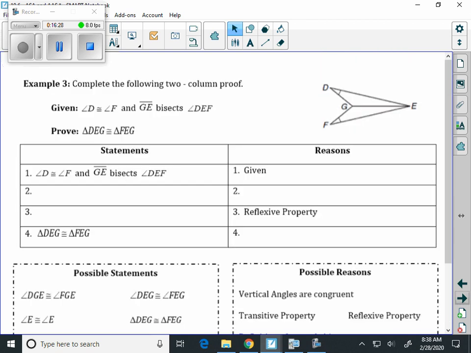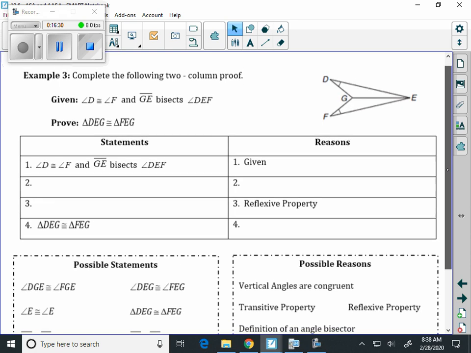As we get close to finishing, we're going to complete the following two-column proof. We've got the statements down here and possible reasons. And then we have some of it filled in for us. And in fact, as I glance at this, you see this is a shared side triangle. One of the reasons in this problem says reflexive property. And remember, reflexive is like reflection. When you look in the mirror, you see yourself.